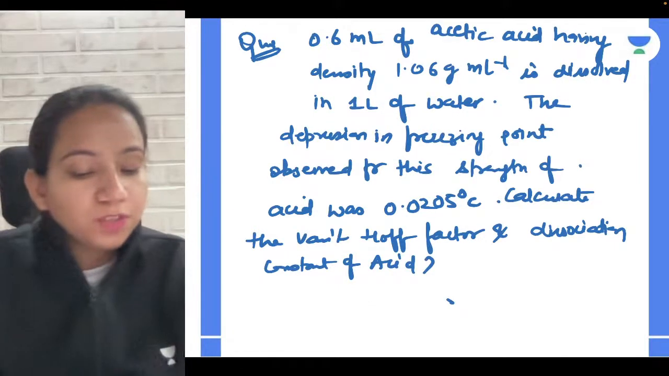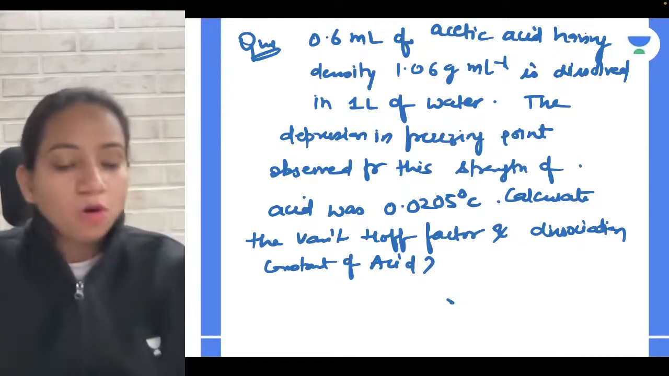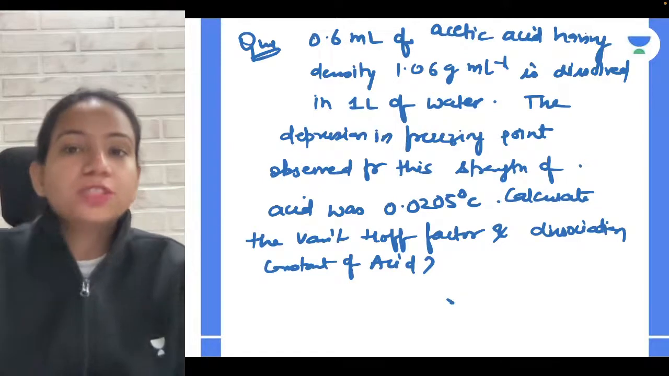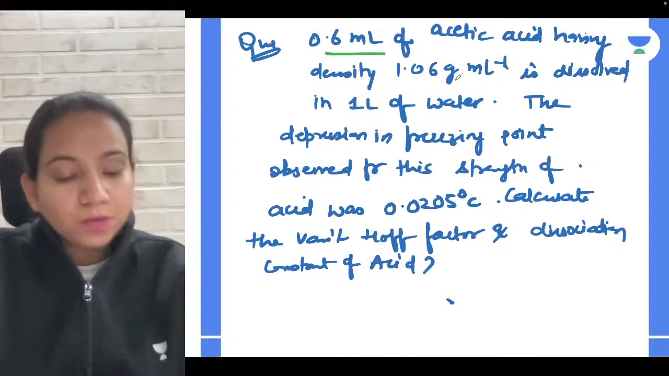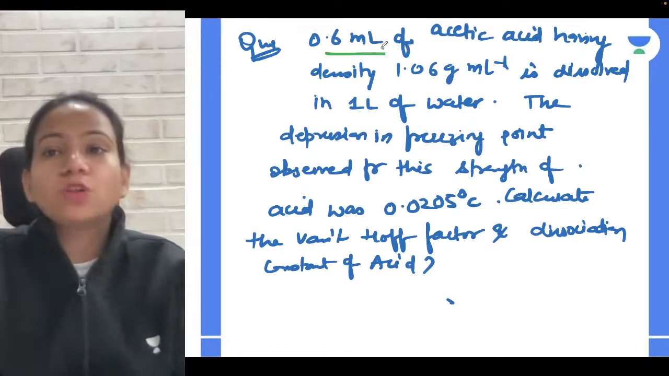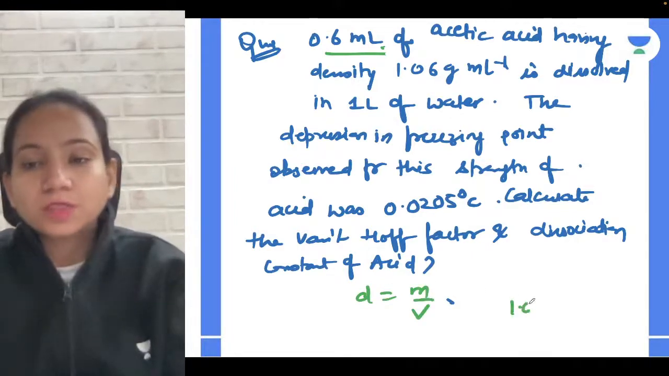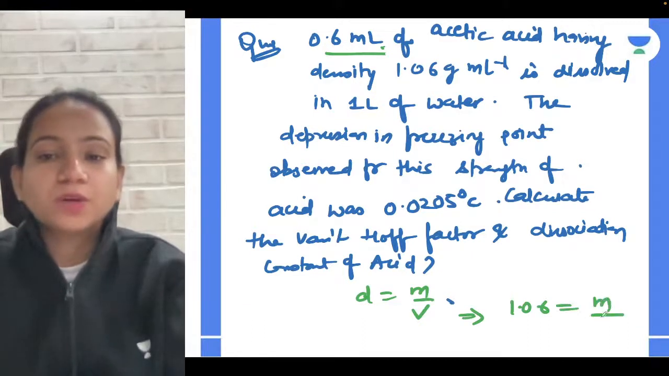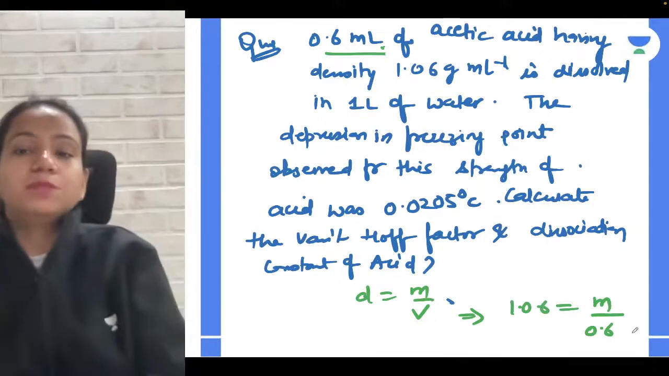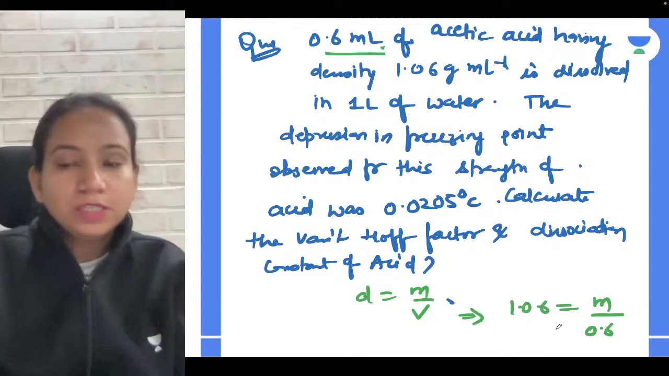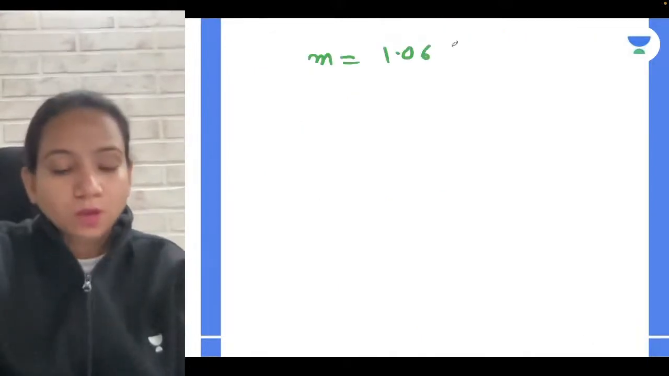So how can we do that? They have given us the volume. First of all, can I calculate the number of moles of acetic acid? They said 0.6 ml of acetic acid having density 1.06. So I can calculate the mass, because density is equal to mass upon volume. Density is 1.06 gram per ml and volume is 0.6 ml, so ml and ml will cancel. The mass will be 1.06 into 0.6.